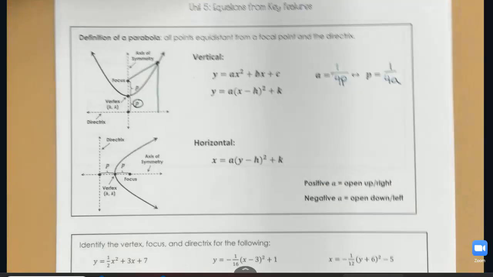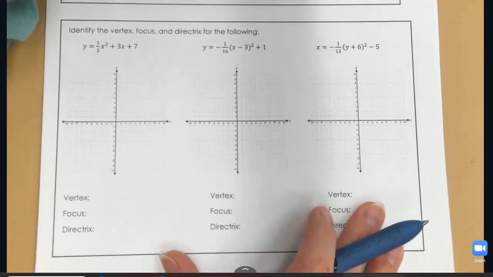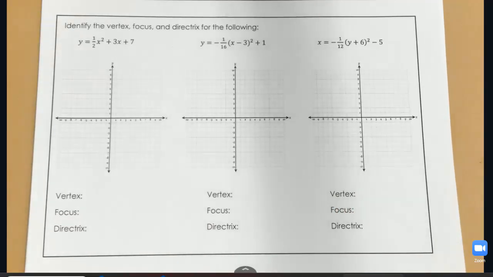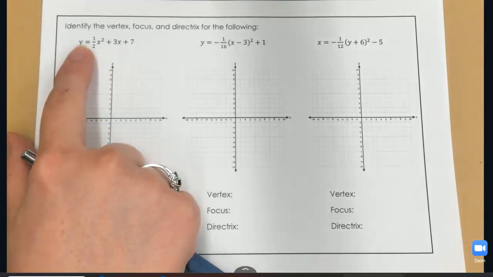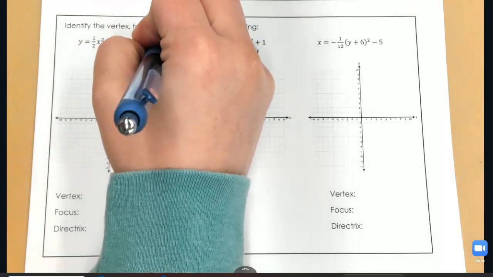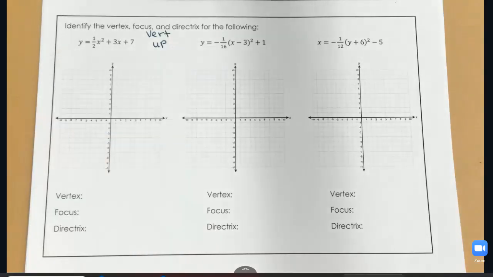So let's put all of this into action. We are going to look at 3 parabolas here, and we are going to identify the vertex, focus, and directrix. Now, this does not require you to graph. However, it is easier to see visually if you can plot points and count, which is why I have included those grids here. So starting with this first parabola, it is going to be vertical because I have Y equals, and it's going to be opening up because A is positive. That's important to help us know how to orient things.